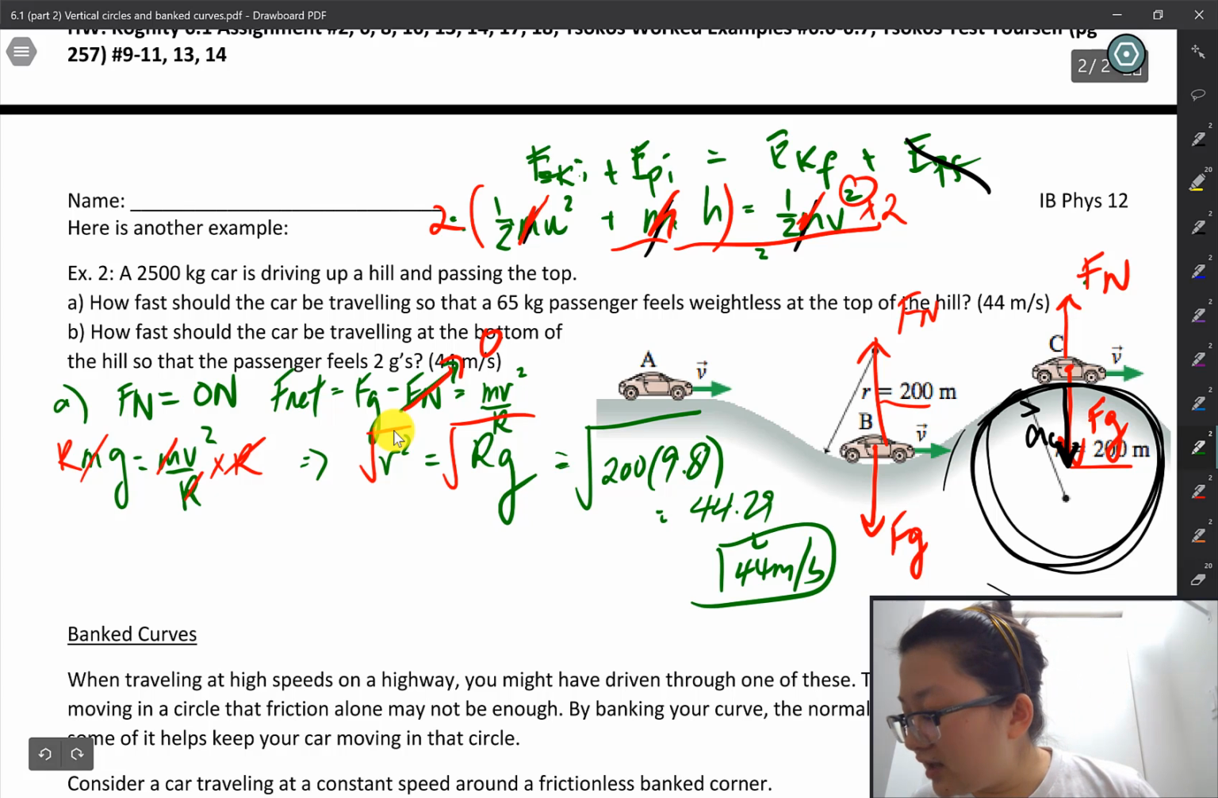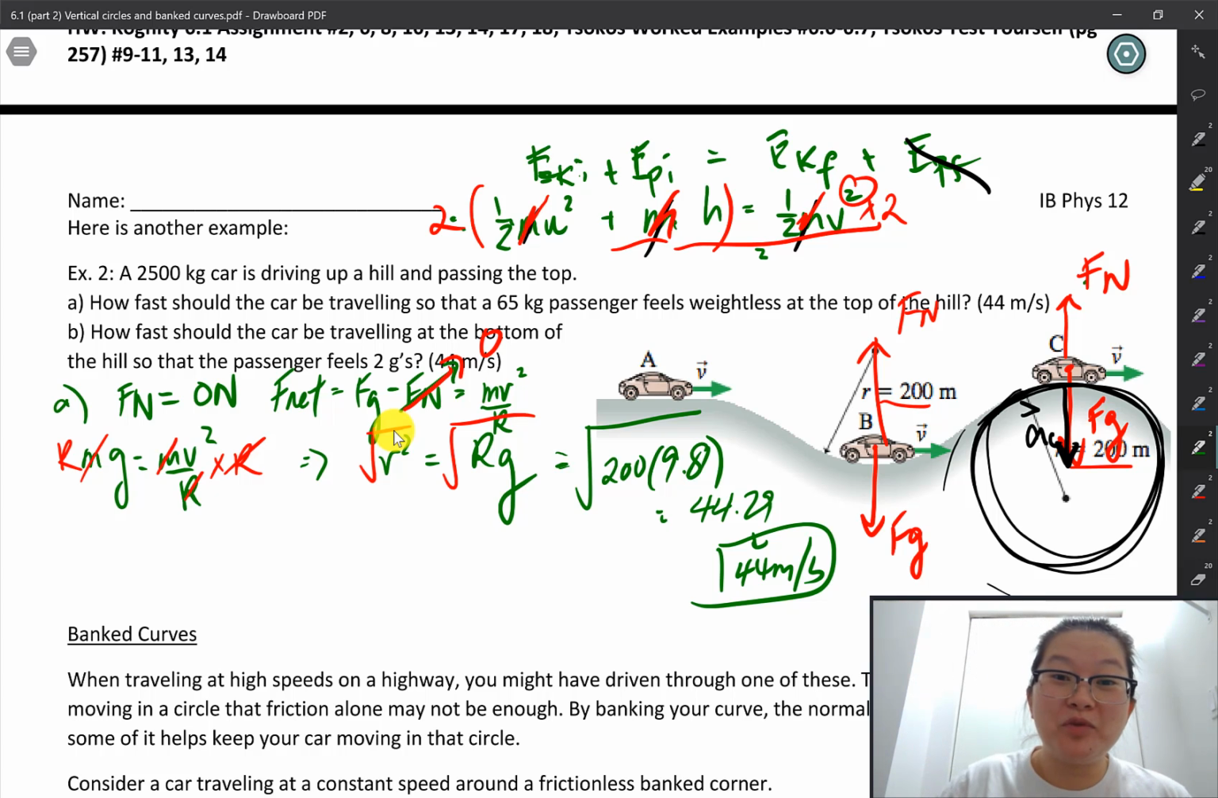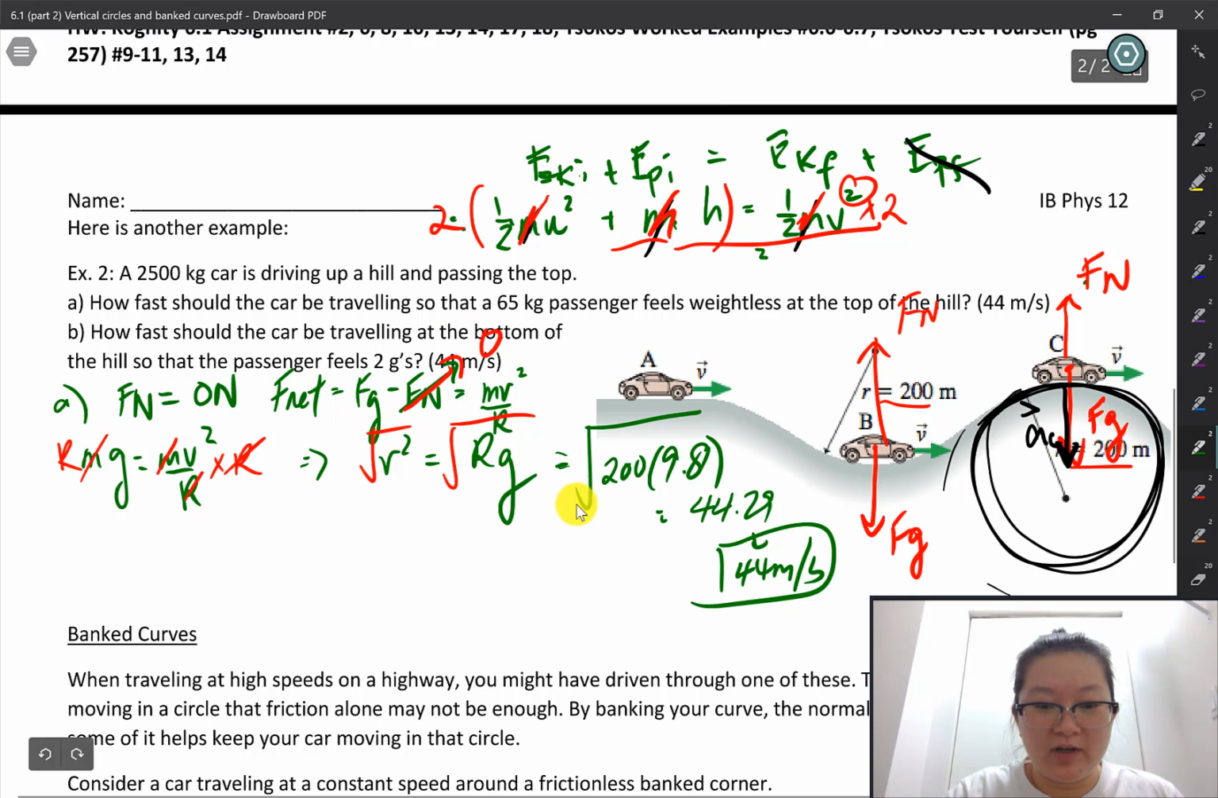How much is that in kilometers per hour? Whoa, 159 kilometers an hour. That's speeding. Speeding very much. So notice it didn't really matter the mass of the car, it didn't matter what the passenger was. It only depended on the nature of the hill and the acceleration due to gravity.